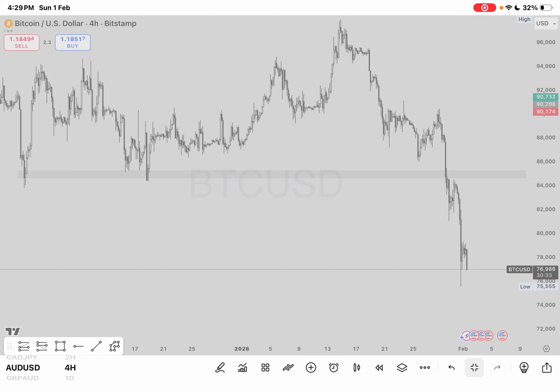AUD/USD has been bullish for a while now. I told you that AUD is actually strong, so this is the best time to buy AUD because the dollar is weak and AUD is strong. So AUD/USD has been bullish for a very long period of time and is giving a retracement. So if you can find an entry at that retracement, that's a good buy. Do you understand? Even GBP/AUD, same thing, giving a retracement.